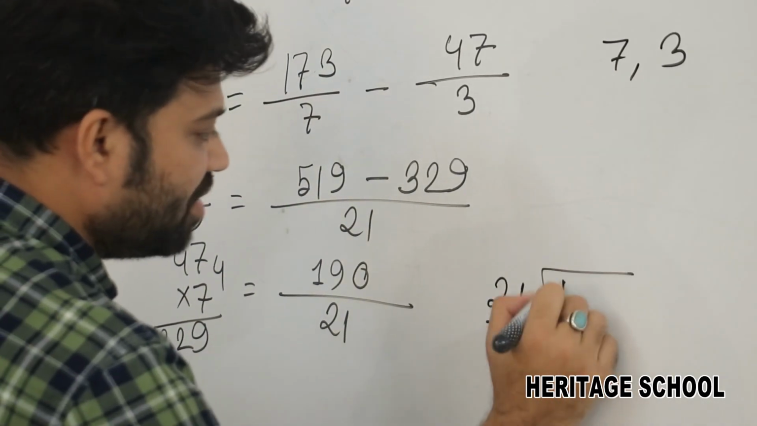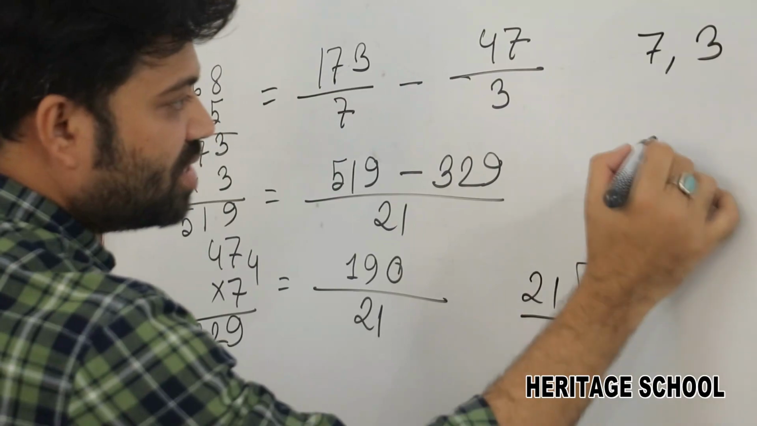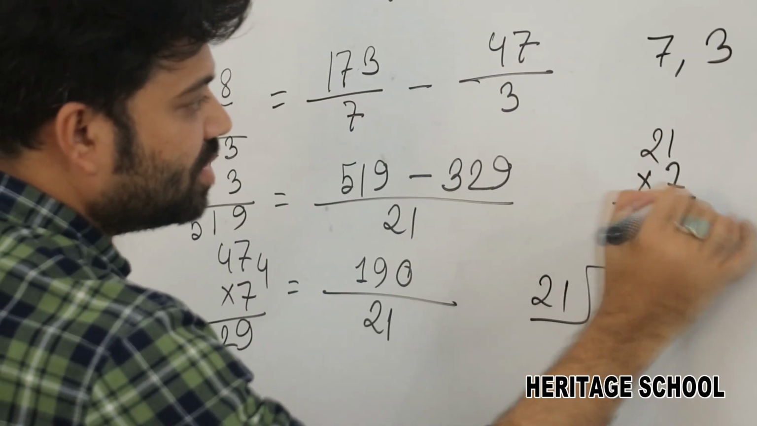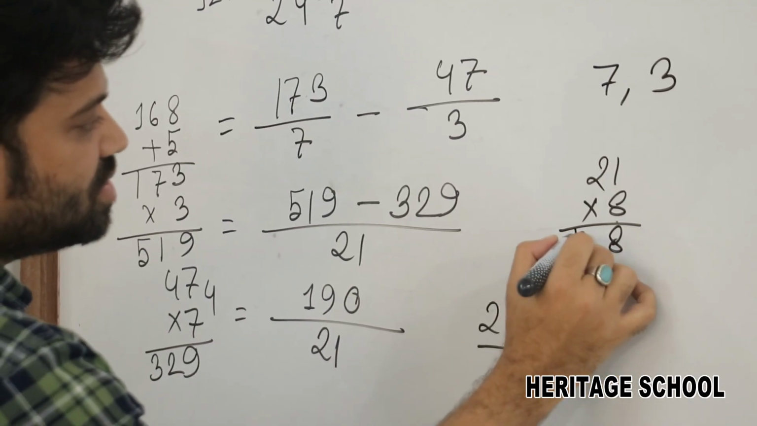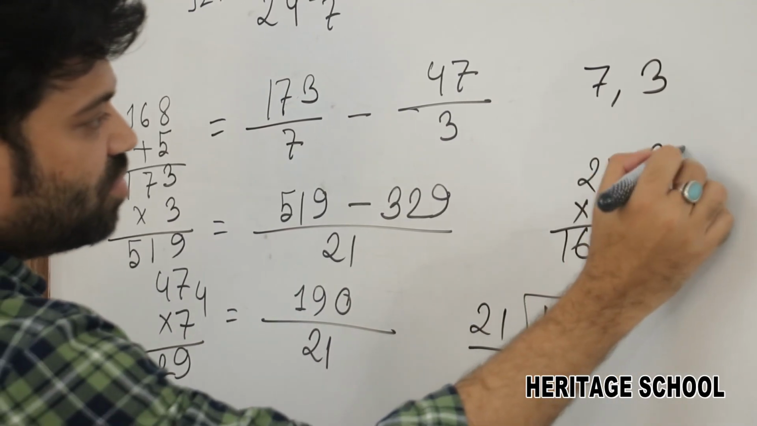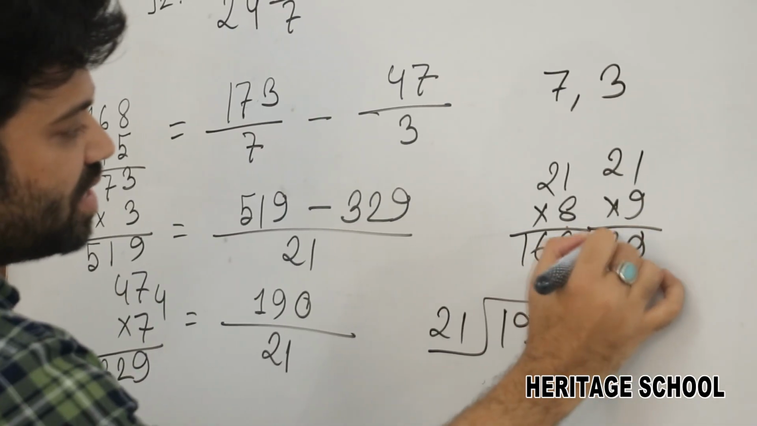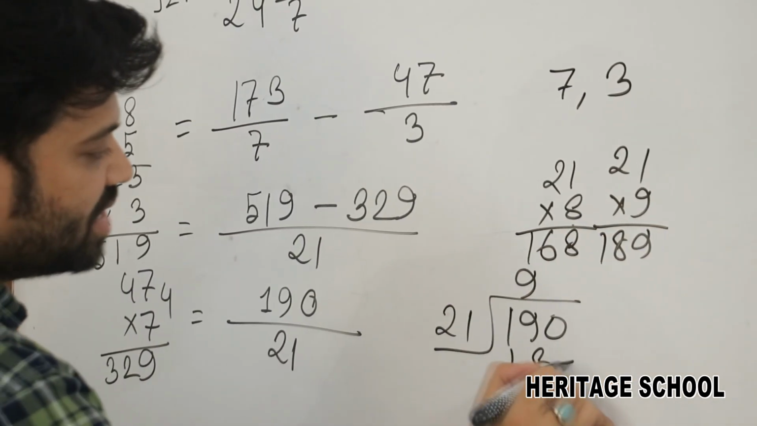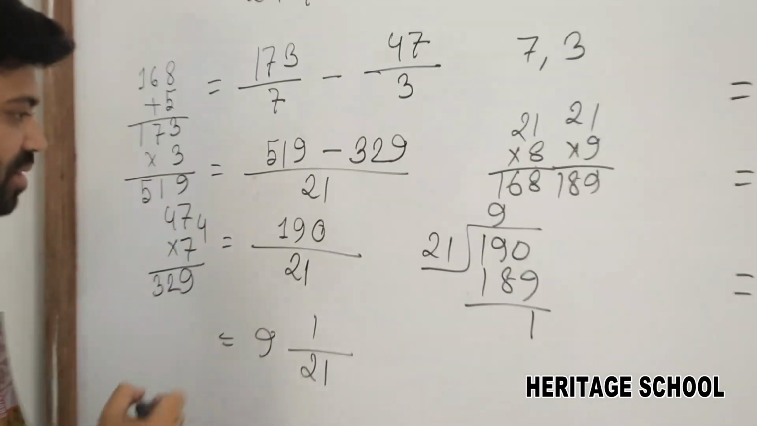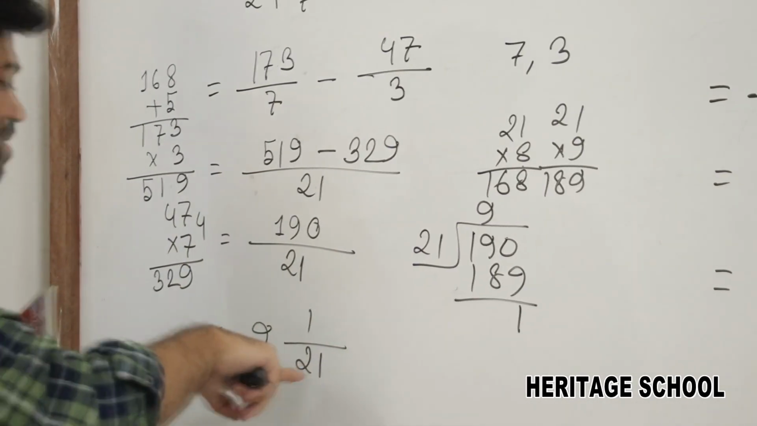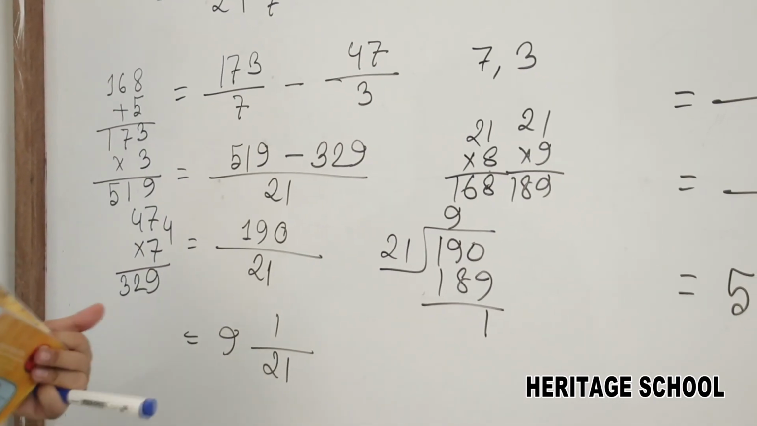So 21 divided by 190. 21 sevens are, I think, 21 eights. I have to multiply 3. 1 eight is 8, 2 eights are 16. And 21 nines: 9 twos are 18. So 21 nines are 189. So I got the answer 9 whole 1 by 21. The answer is 9 whole 1 by 21 of this subtraction.